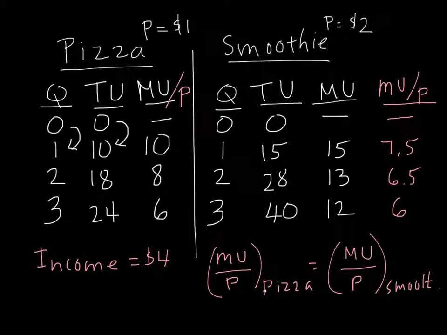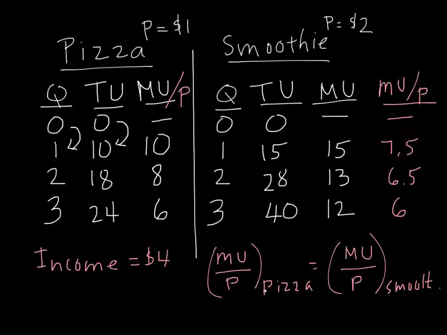Now what do we do next? Well, if I bought the third piece of pizza, I would be getting marginal utility per dollar around 6. But if I bought the first smoothie, remember that was 7.5. So I will now buy a smoothie with my remaining $2. I have now spent all my income: $2 on pizza, 2 pieces of pizza, $2 on smoothie, 1 smoothie.